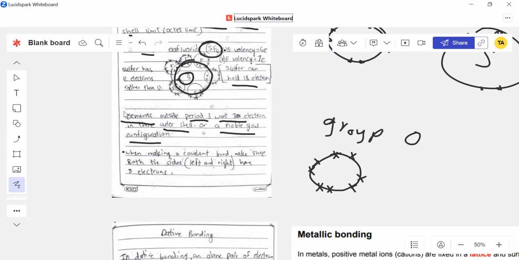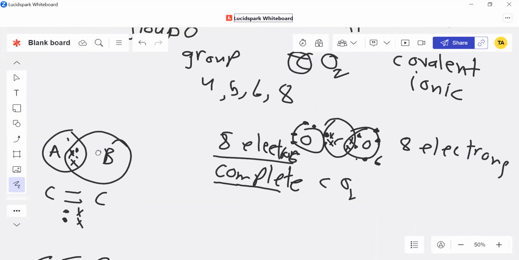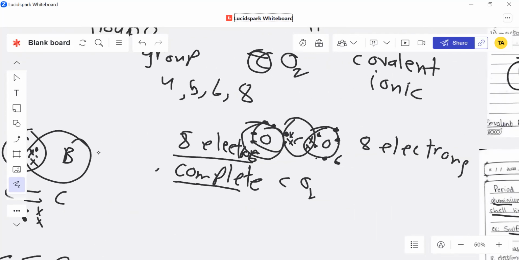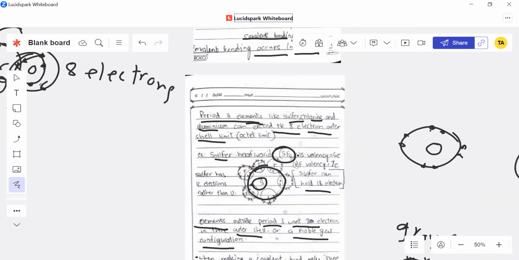And the last point in covalent bonding is that when making a covalent bond, make sure both sides, left and right, have 8 electrons. What do I mean by this? Right here, you can see that the left oxygen has 8 electrons, the right one also has 8 electrons. So the outer atoms, the left and the right, or up and down, not in this case, must have 8 electrons in their outermost shell. And again, the only exception is period 3 elements, which can have more than 8 electrons.